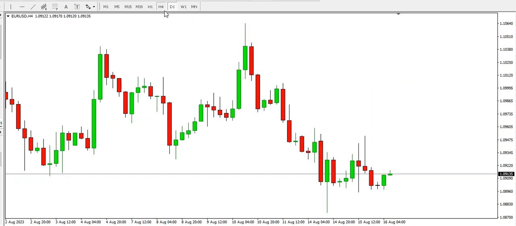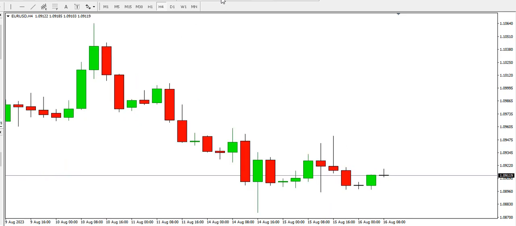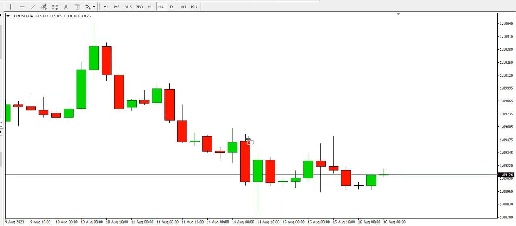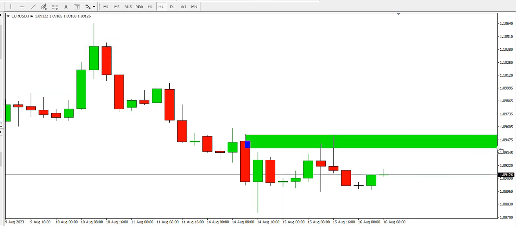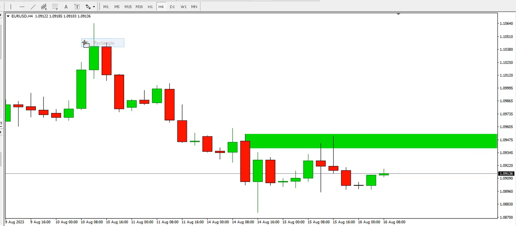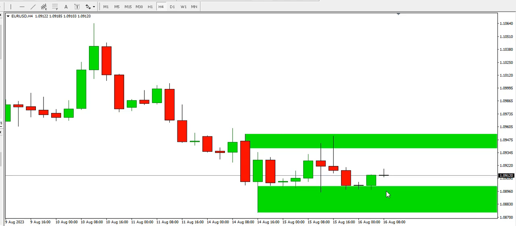For the 4-hour time frame, Euro USD is currently ranging after a bearish price movement. So we have a range. The range top is around this point, and this is the range bottom for Euro USD. This is the range bottom.